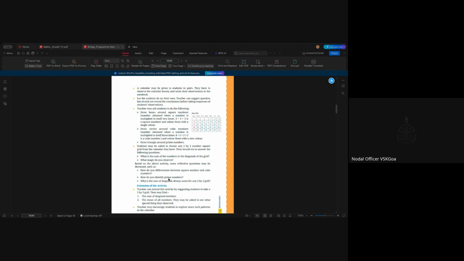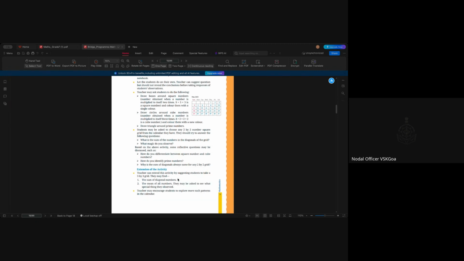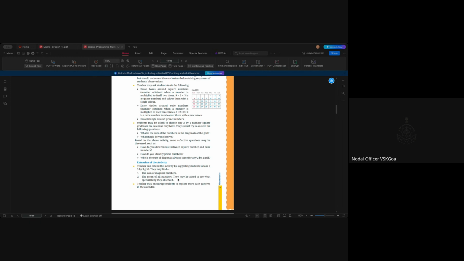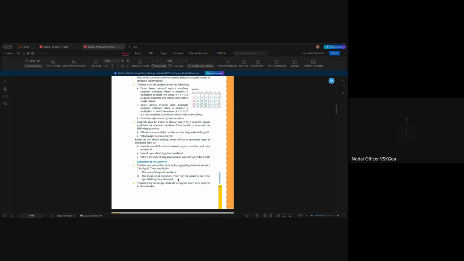How do you identify a prime number? Let them observe the prime number pattern and let them come up with the property. That is how, through observation, they will come up with the properties of prime numbers, and they can easily understand the identification of prime numbers, identification of perfect squares, identification of cubes, and so on.